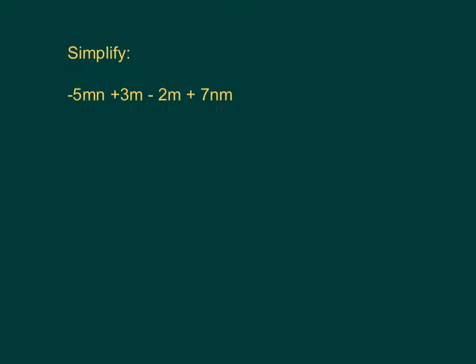Now let's simplify the following. Minus 5mn plus 7mn are like terms and is equal to 2mn. 3m minus 2m is equal to 1m.